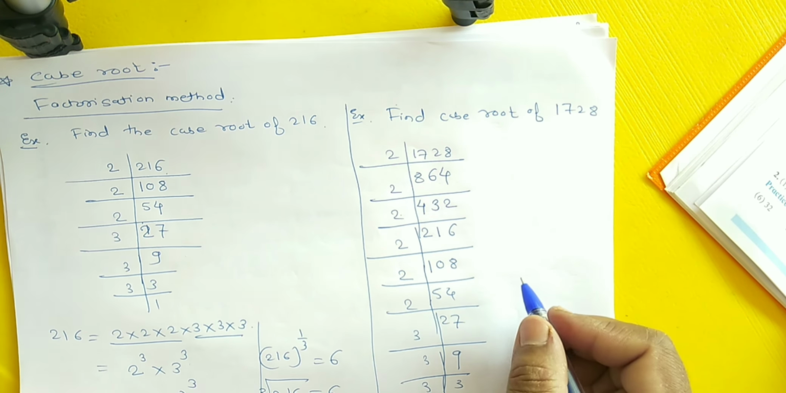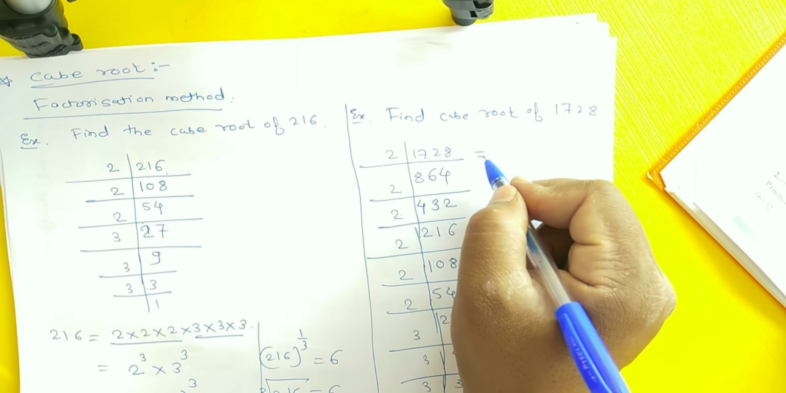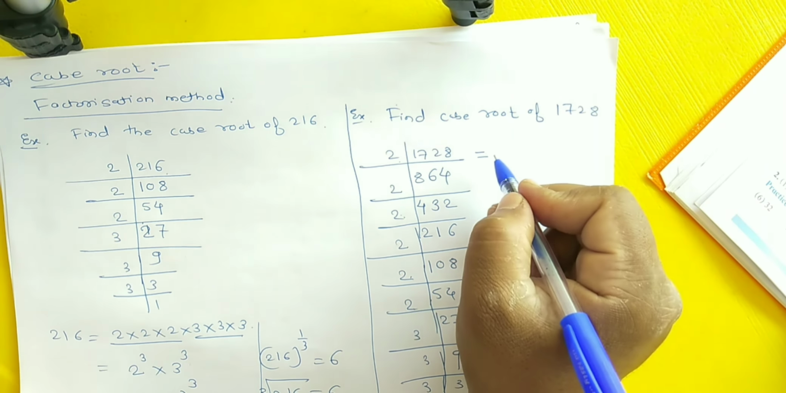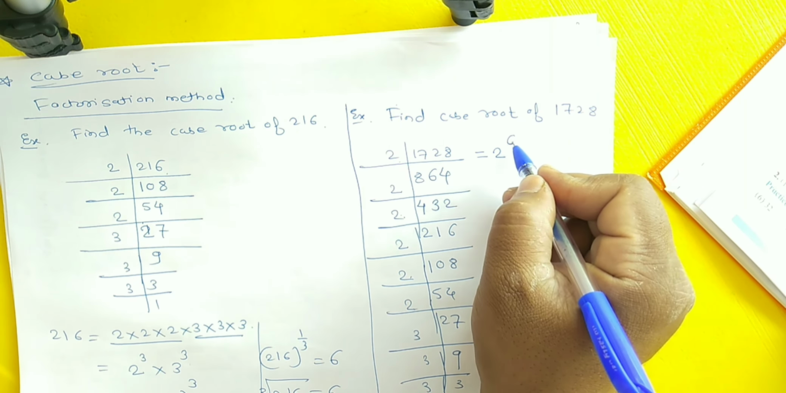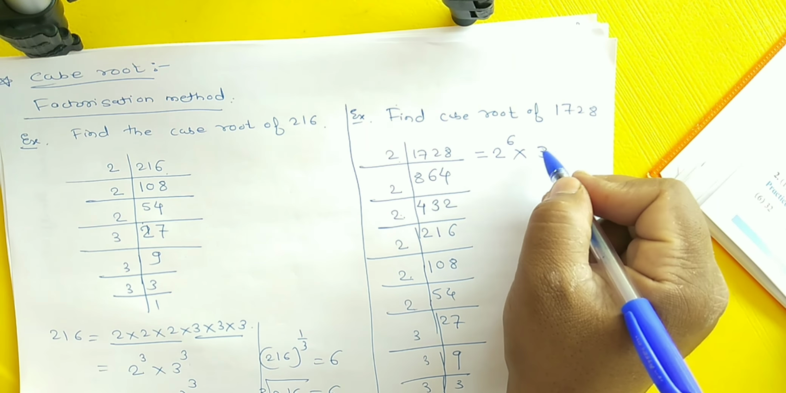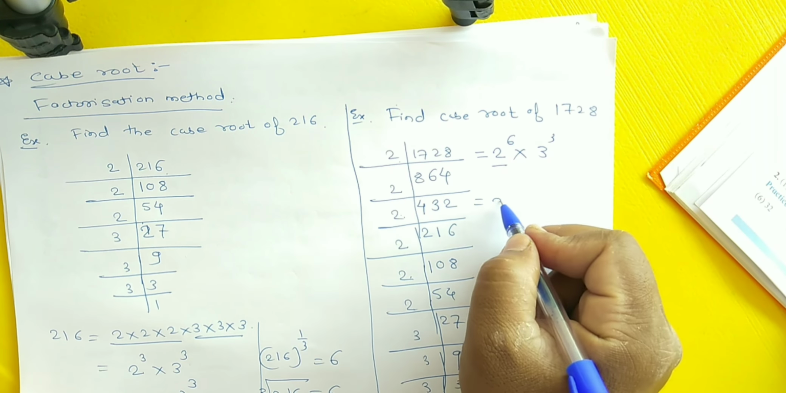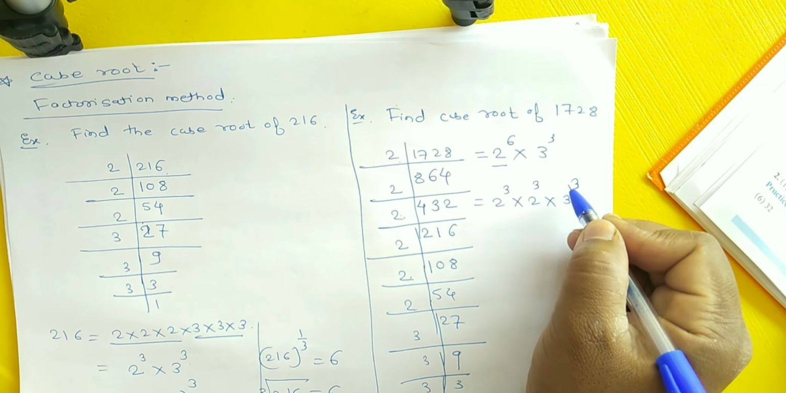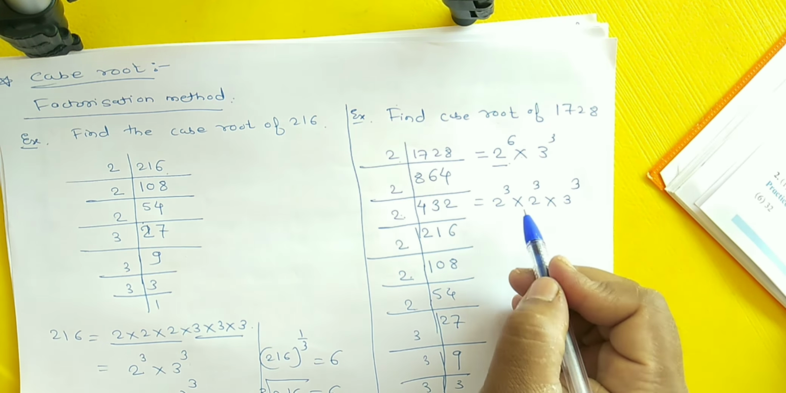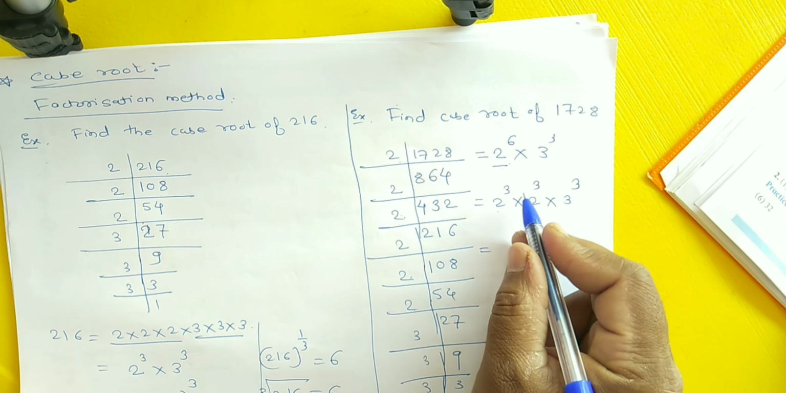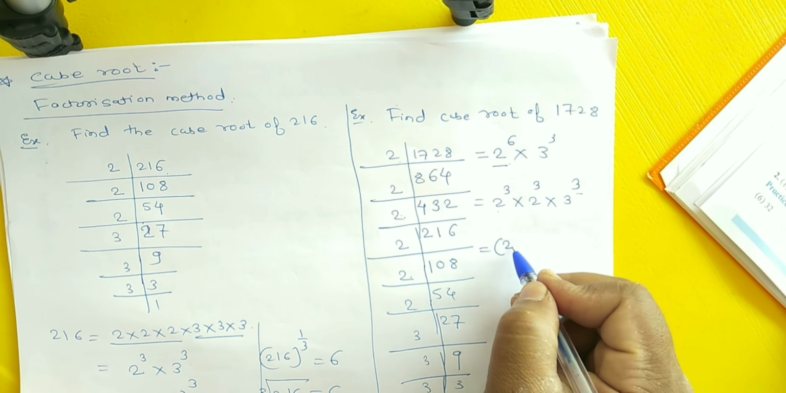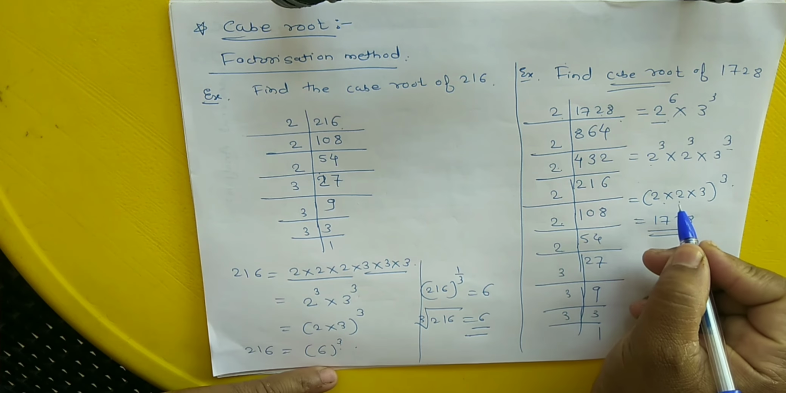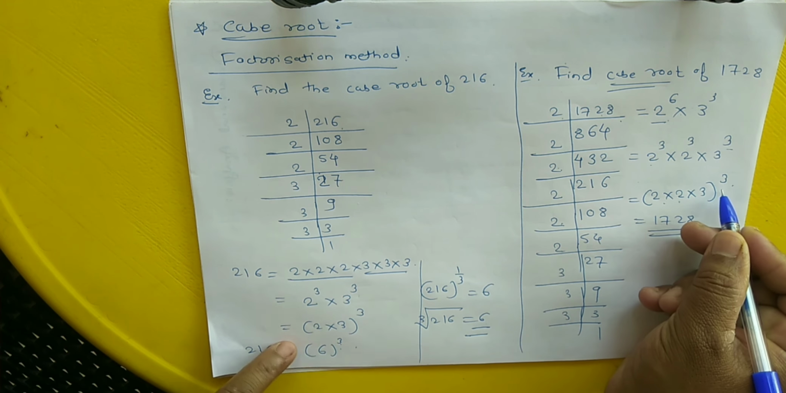Okay, so if I write the factors of this, how many 2s are there? 1 2 3 4 5 6. So 2 to the power 6 into 3 to the power 3. So we can write it as 2 cubed into 2 cubed into 3 cubed. Okay, so 2 to the power 6. Here the power is the same, so we can write (2 into 2 into 3) to the power 3.